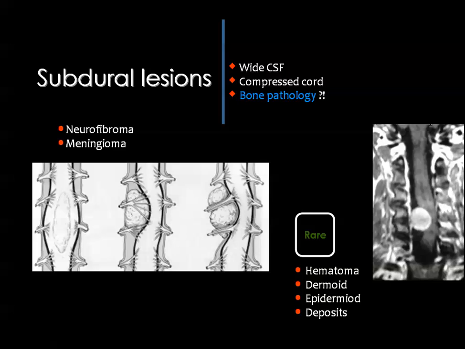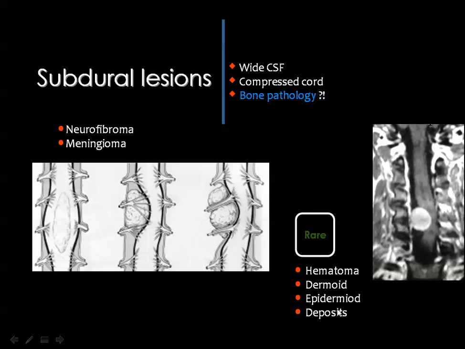Then, in order to diagnose the subdural lesions, you also follow the CSF space. Then you will notice that the CSF space as you approach the site of the lesion is getting wide, either you are coming from above or you are coming from below. Then the CSF space on the side of the lesion, as you approach the lesion, will be widened, and the spinal cord is compressed. So you know that this is a subdural pathology or an intradural extramedullary lesion.